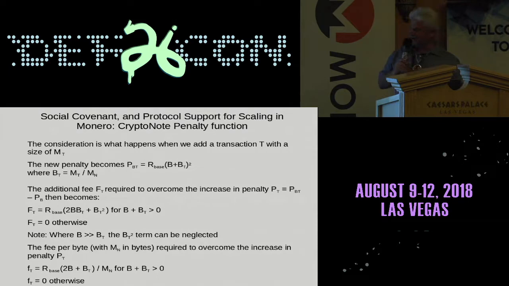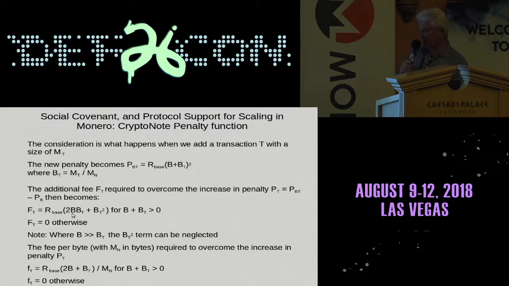So now we ask the next question. What happens if we add a transaction T with the size of MT? Now we're at a point in the penalty formula, and we're going to add an additional transaction. This is the question the miner faces, because the miner has to decide: does this transaction generate the fee to justify its inclusion in the block? So then you basically add the term, you take out the B squared term, because it's the penalty, and you're left with these two terms.